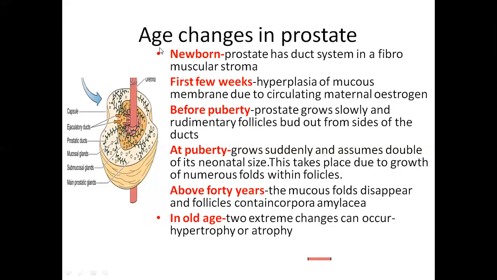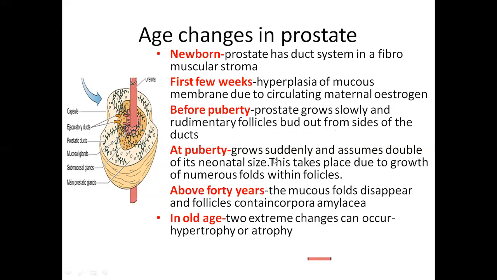Age changes of the prostate itself can be a 3 marker. Overall, the prostate gland is an essay question which is important for 15 marks. So in a newborn baby, the prostate has a duct system in fibromuscular stroma. In the first few weeks, there is hyperplasia of the mucous membrane due to circulating maternal estrogen. Before puberty, the prostate grows slowly and rudimentary follicles bud out from the sides of the ducts.